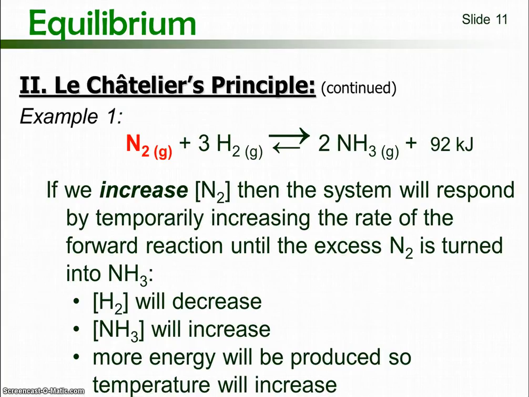Let's look at another example here. If we have a reaction between nitrogen gas and hydrogen gas, and they create ammonia gas and it releases energy. If we have this system at equilibrium, let's look at how we can change the system by causing a disturbance. If we increase the nitrogen, the system will respond by temporarily increasing the rate of the forward reaction until the excess N2 is turned into NH3.